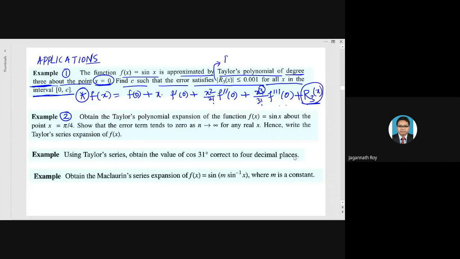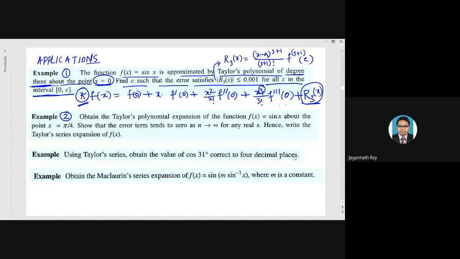Okay, see here. Here is R3. What is R_n? R_n is (x minus a) whole to the power n plus 1 divided by (n plus 1) factorial, f to the power n plus 1 of c. Remember the remainder form? So if you put here 3, this becomes 4. For the second order, we'll see how to solve it. We'll solve the problem, and before that, let us understand the problems first.